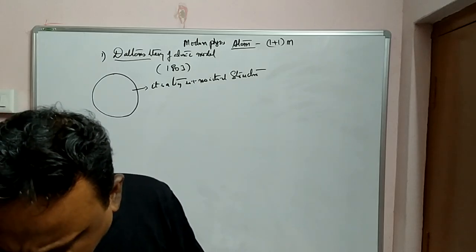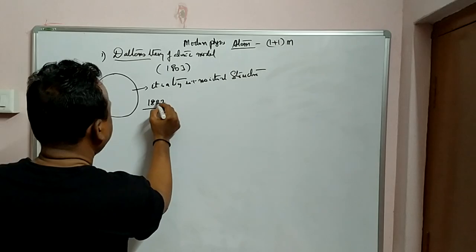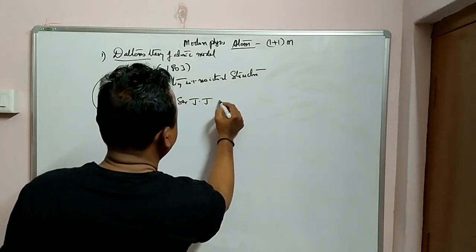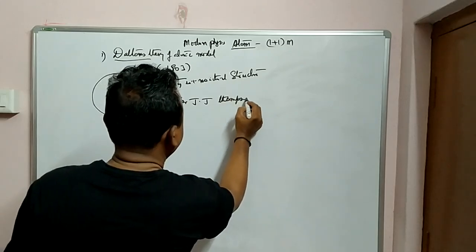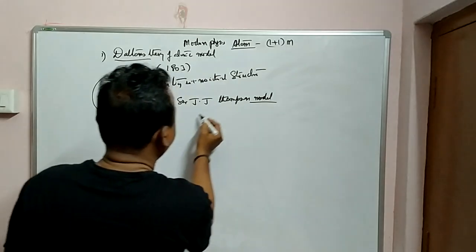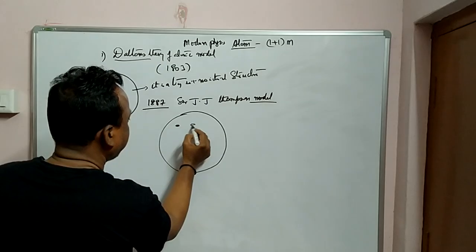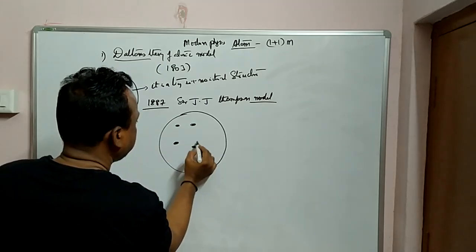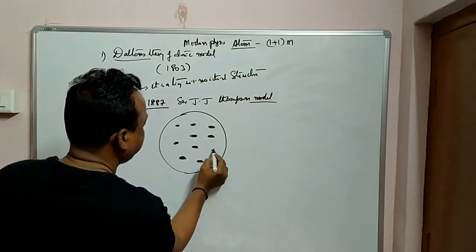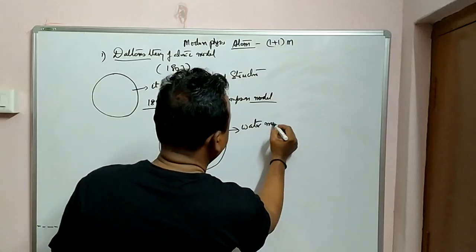So later on, in 1897, Sir J.J. Thomson, Sir Joseph John Thomson, he came forward with his model. According to J.J. Thomson's model, he compared the atom with a watermelon. He compared the atomic model with a watermelon, a tarbuja.